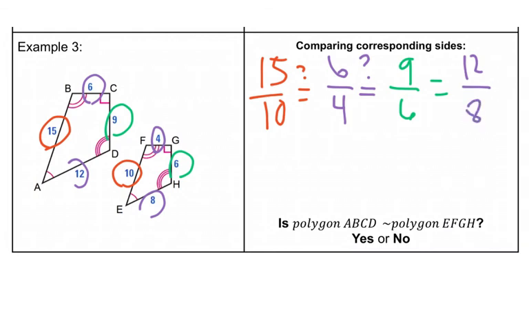All right, so let's divide all those out. 15 divided by 10 gives us 1.5. 6 divided by 4 gives us 1.5. 9 divided by 6 gives us 1.5. So this is looking good so far. And 12 divided by 8 gives us, shocker, 1.5. So all of these ratios are equal to each other, these two polygons are similar. Our answer is yes. And then we're done.